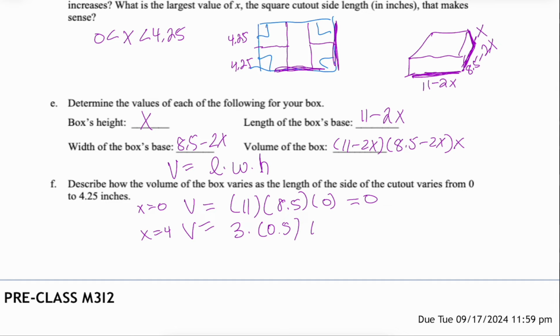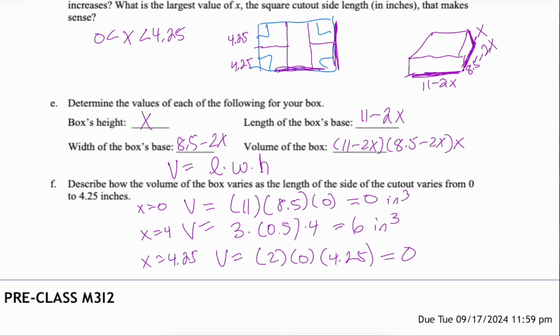So that would be 0, or I'm sorry, times 4. And so that would be 6, and that would be cubic inches. We could even put 0 cubic inches. Look what happened when we get that 4.25. It will come back to 0 again because of this spot right here. So we would end up with 2 times 0 times 4.25.